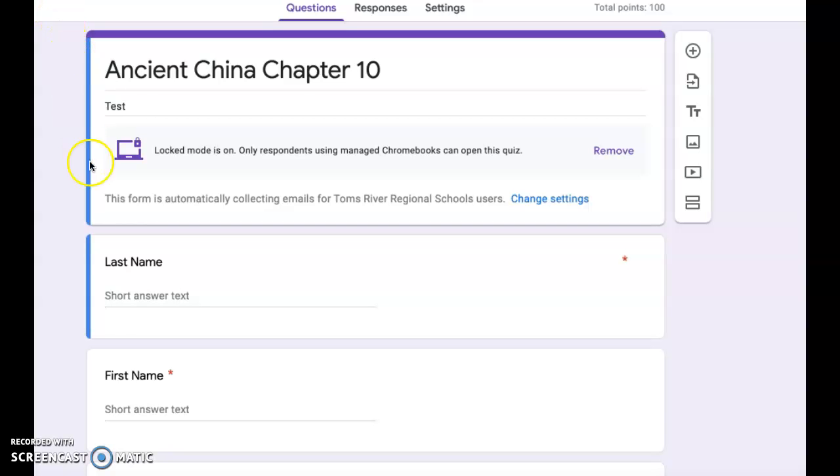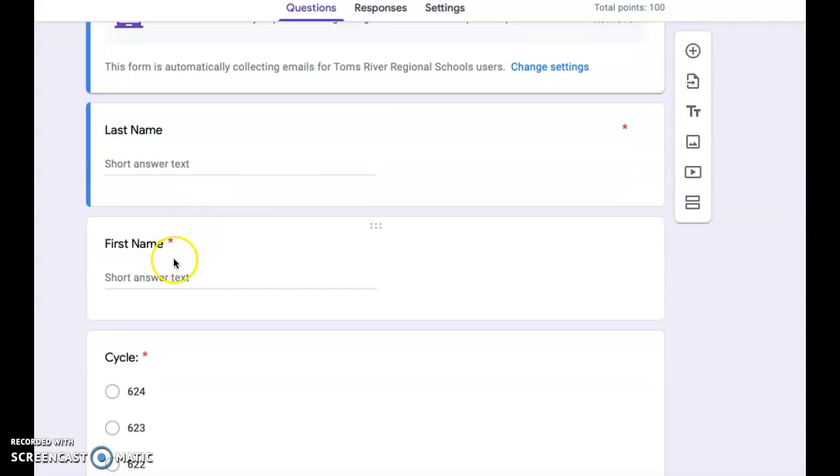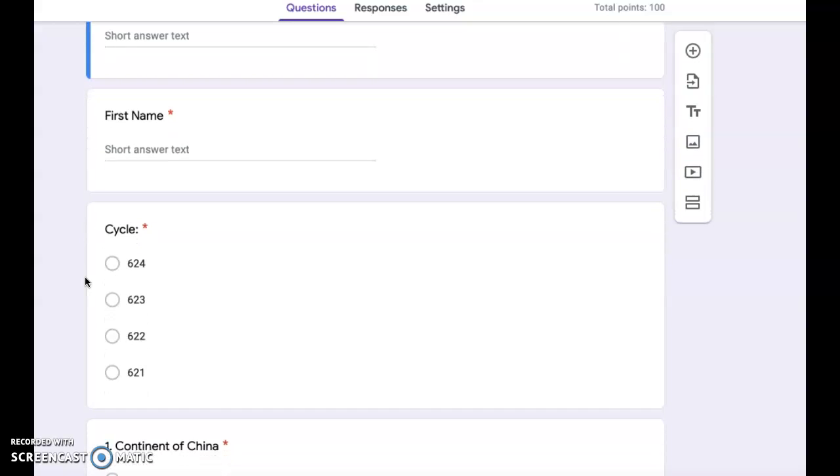Ancient China test. First, type your last name in the box here. Next, type your first name in the box here. Now you will select your cycle number.